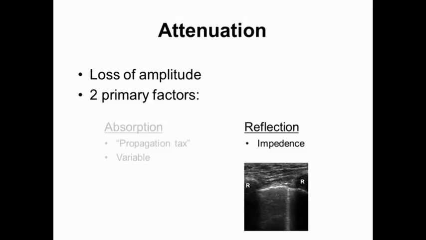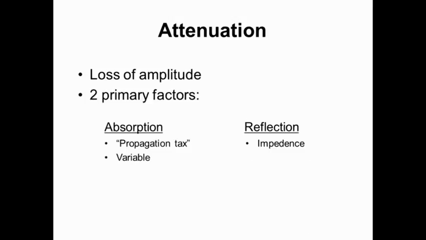Impedance is influenced by tissue density, and strong reflectors, such as bone and air, often lie at the extremes of the density spectrum. Lastly, the sum of all attenuating factors is numerically represented as the attenuation coefficient for a given tissue. Tissues with high attenuation coefficients, such as gas or bone, will greatly reduce the amplitude of propagating waves. Tissues with low attenuation coefficients, such as fluid, will allow wave propagation with minimal effect on amplitude.